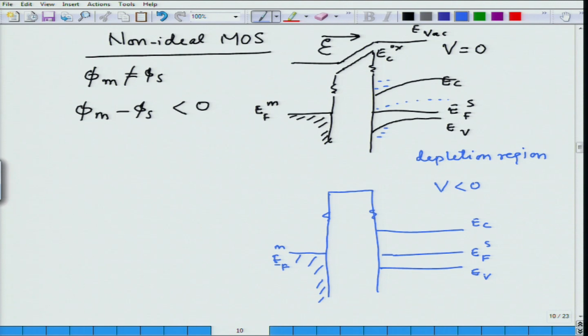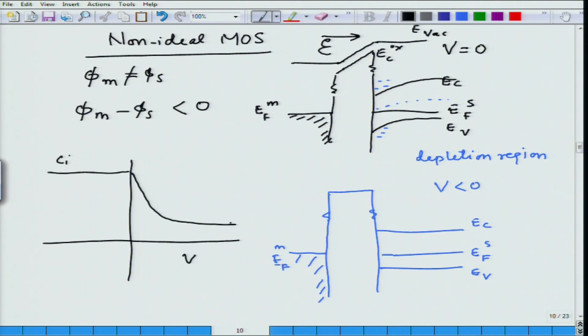So, if you compare the CV characteristic of the non-ideal MOS with the ideal MOS, the ideal MOS CV characteristic had Ci up to 0 voltage and then a depletion and onset of the inversion at Vt.